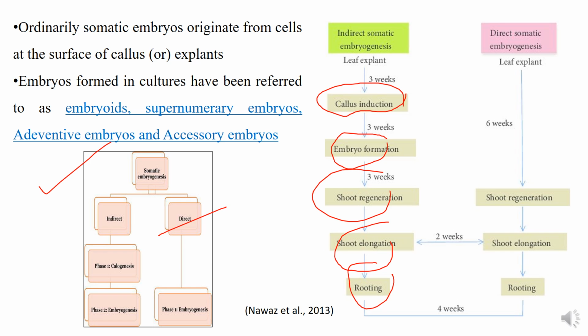Ordinarily, somatic embryos originate from cells at the surface of the callus or explant, which we already know. Embryos formed in cultures we used to call embryoids, supernumerary embryos, adventive embryos or accessory embryos. Any of these terms can be used for the formation of embryos from somatic cells.